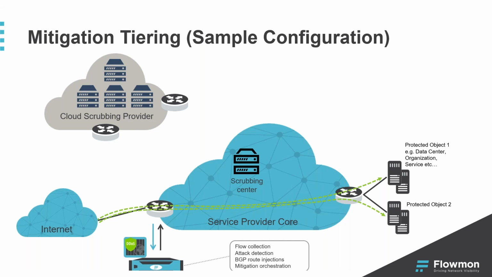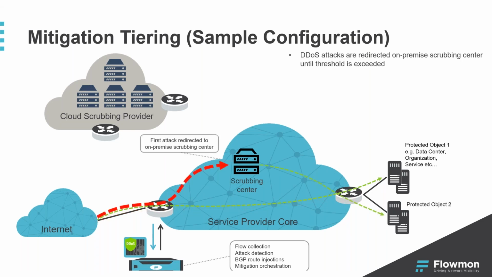So let's continue. Here we have just legitimate traffic, nothing is going on. Flowmon is learning baselines, and when an attack starts, we detect the anomaly, we check the volume of the attack, and see that it's below the defined threshold. So for this case, we will just redirect the traffic to the scrubbing center, which is deployed on premise. We will configure the scrubbing center, and the first attack is mitigated in the on-premise scrubbing center.